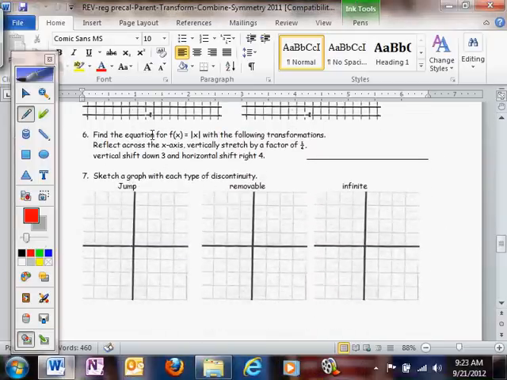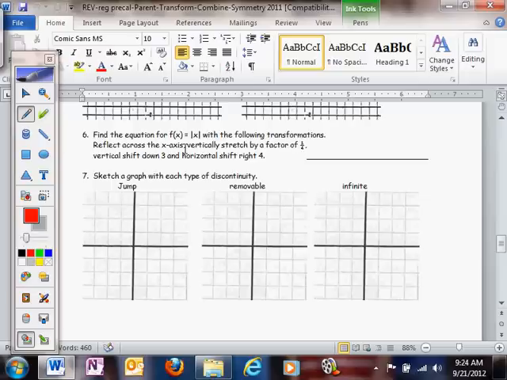Number 6 says find the equation for f of x equals the absolute value of x with the following transformations. I'm going to let you do this one on your own. You'll look at note card 17 and make sure that you're giving this a reflection across the x, which means the function needs to be negative. It's going to have a vertical stretch by a factor of 1/4.